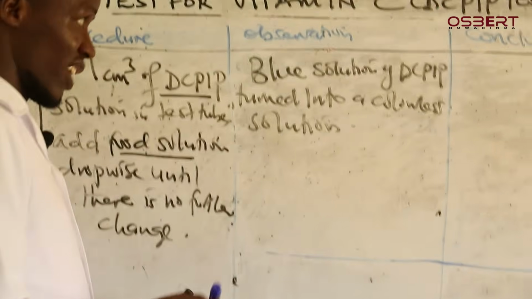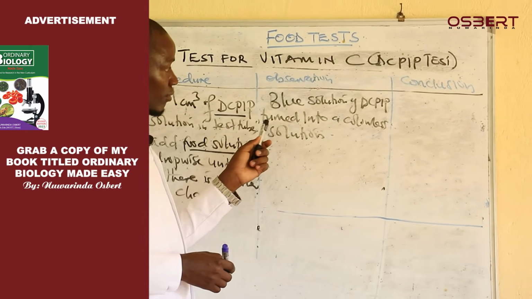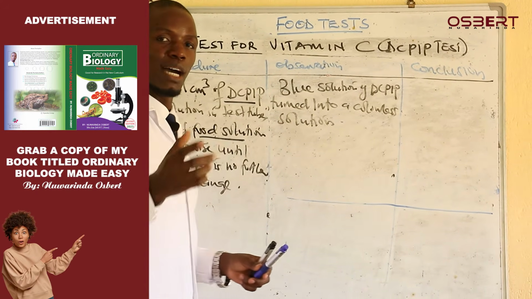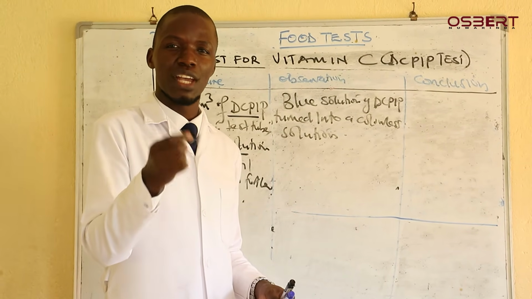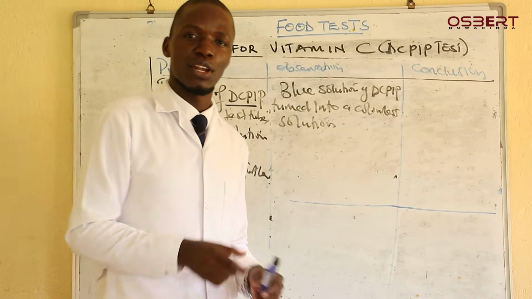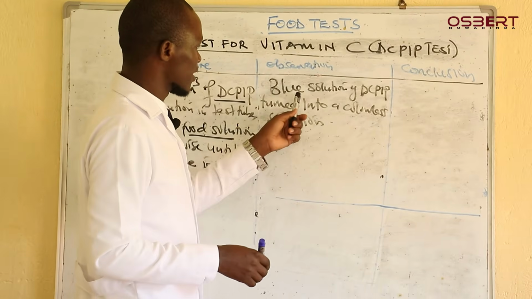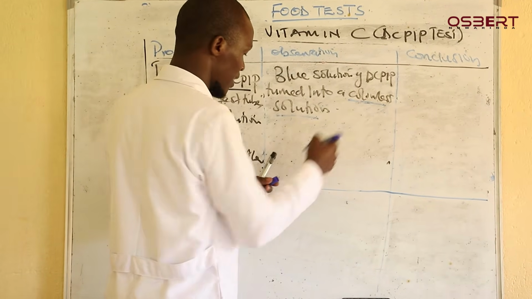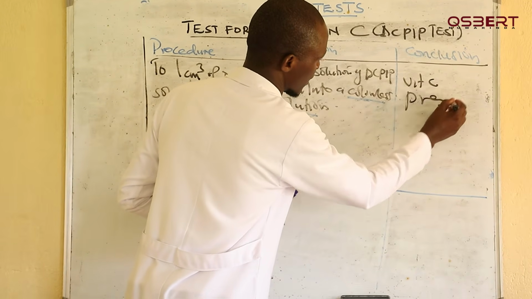We also don't have those things of moderate, little, or no. As long as the vitamin C is present, we shall have the blue color of DCPIP turn into colorless. The only difference is in the number of drops. If you have vitamin C in high concentration, you just add a few drops and it's done. But when you have vitamin C in low concentration, you add very many drops. Yeah, so that's the difference. But all in all, as long as you're able to see DCPIP turn from blue into colorless, then we are able to say that vitamin C is present.